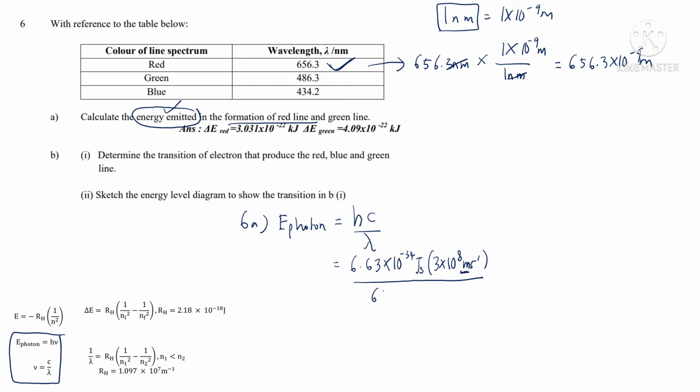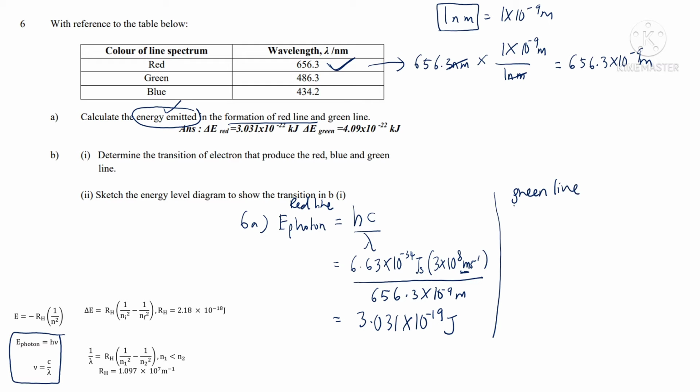So then substitute into the formula to give us the energy of photon for the red line as 3.031 times 10 to the power of negative 19 joule. So the question is not asking us to convert to kilojoule, so there's no need to convert it to kilojoule. You can leave your answer in joule. So how about the green line?